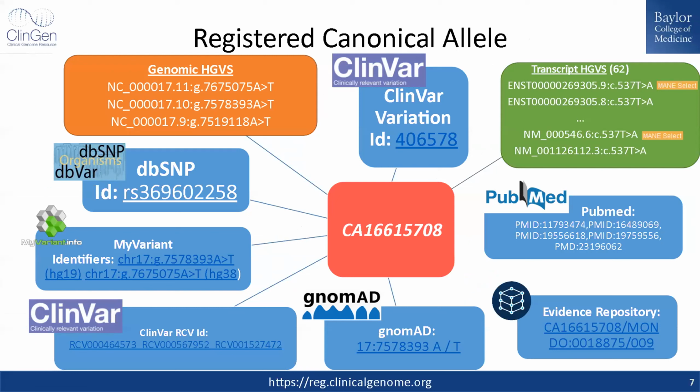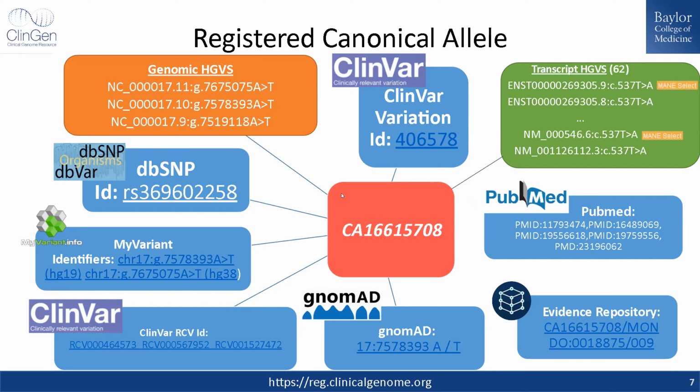Okay, here's an example of a canonical allele identifier here in the middle. And this is a messy slide, but I promise it'll make sense in a second. So you can see we have this identifier here in this red box in the middle, CA166157008. Okay, and what does that represent? And so this was minted from one of these sources here. It was likely a genomic or a transcript HGVS where someone says, I would like to register this variant. And we say, absolutely. And we give them this identifier.